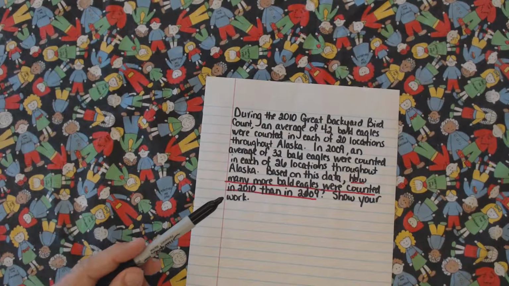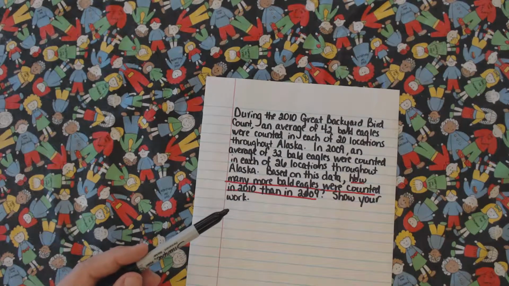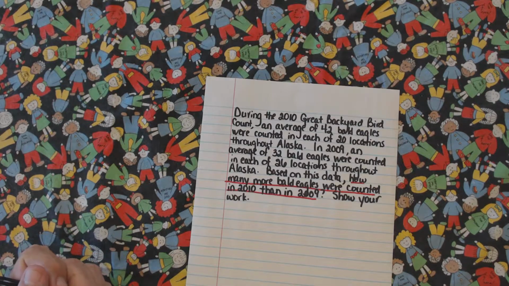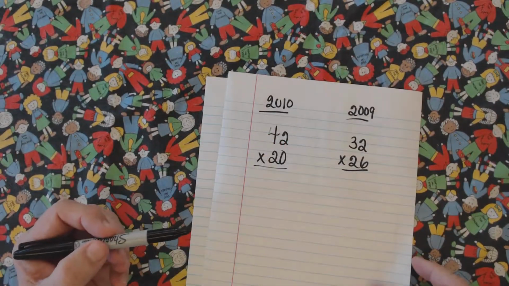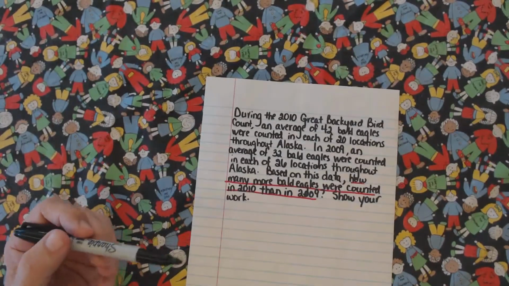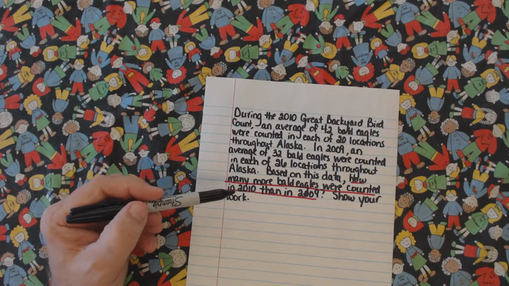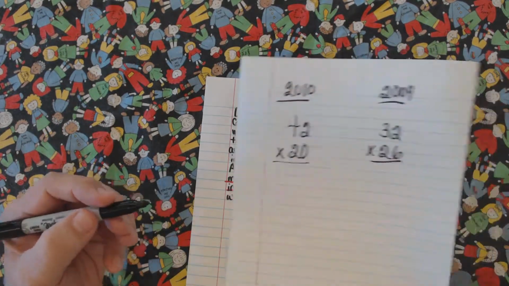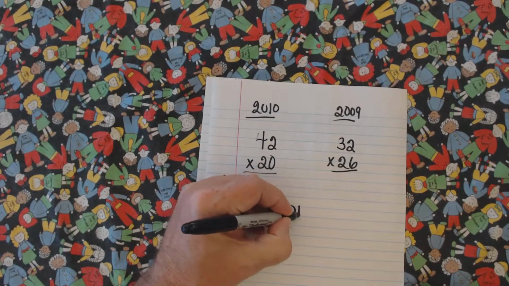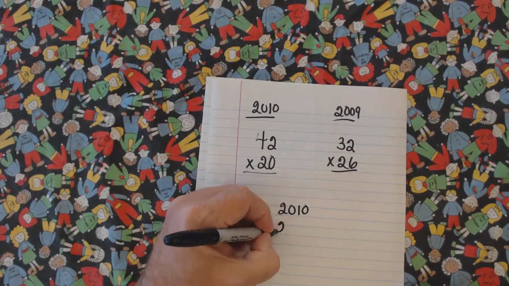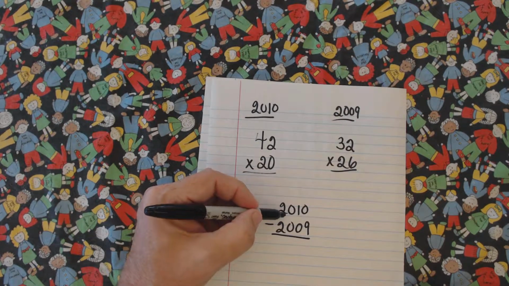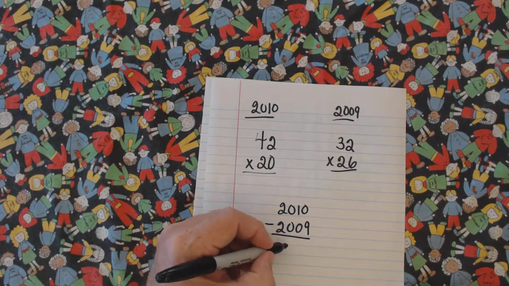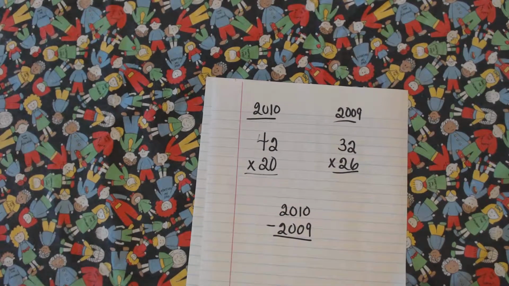But that still doesn't answer our question of how many more bald eagles were counted in 2010 than in 2009. We'll eventually have an answer for 2010 and 2009. But as we've learned throughout our years in elementary school, this "how many more" tells us it's a subtraction problem. So we know that there will be more in 2010 than in 2009. So once we have that number, we'll subtract 2010 minus 2009, and that will be our answer. Let's do the work.